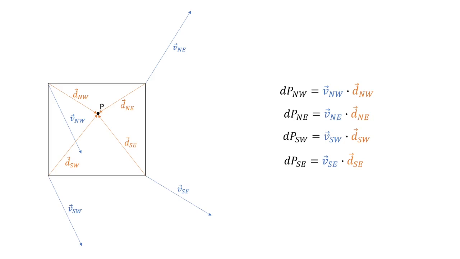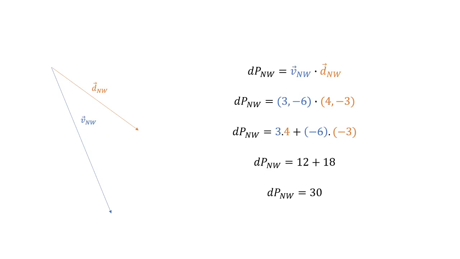If you don't remember how to calculate the dot product, let's imagine the dot product between these two vectors. What we do is to multiply each one of the coordinates and then add them up together. So it's a simple operation to be done. And at the end we have the dot product. For example, in this case we have a dot product of 30.